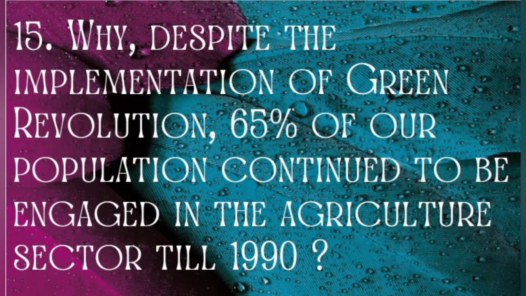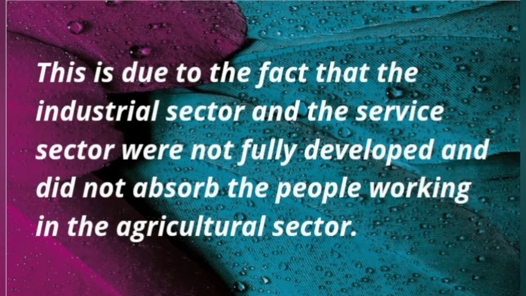15th question. Why, despite the implementation of the Green Revolution, did 65% of our population continue to be engaged in the agriculture sector till 1990? So why was most of the labor force engaged in the agriculture sector even after the introduction of the Green Revolution? This is due to the fact that the industrial sector and the service or tertiary sector were not fully developed and did not absorb the people working in the agricultural sector.